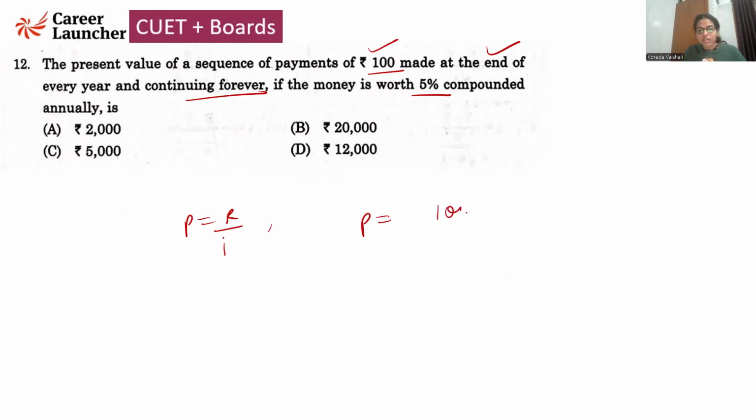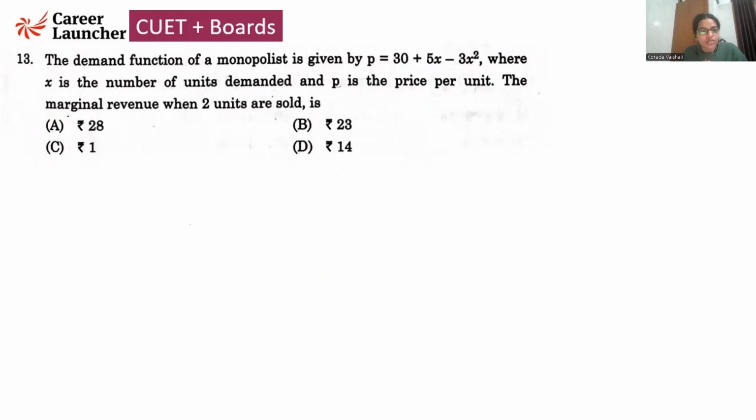So what is the amount? Yes, R is the amount that is transferred, which is 100, and i is 5%. So I'll just write this down as 5 by 100. So what I'm left with is 2000 as the answer. So this is the present value for this given scenario.